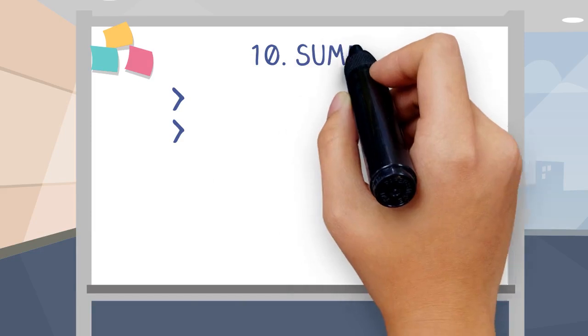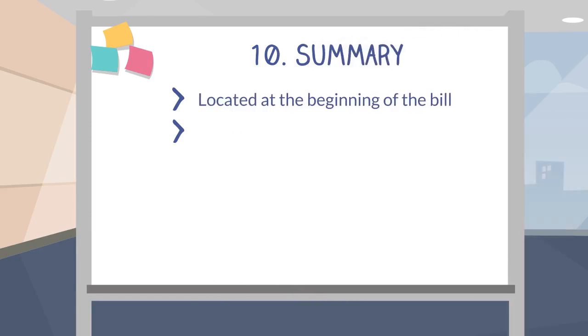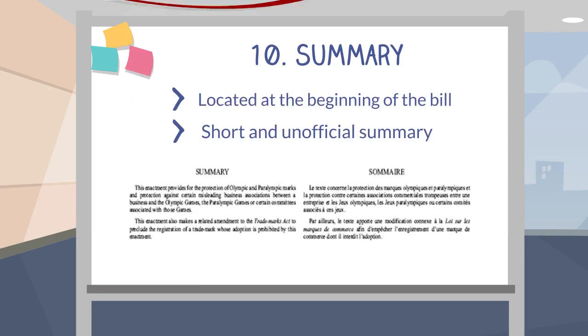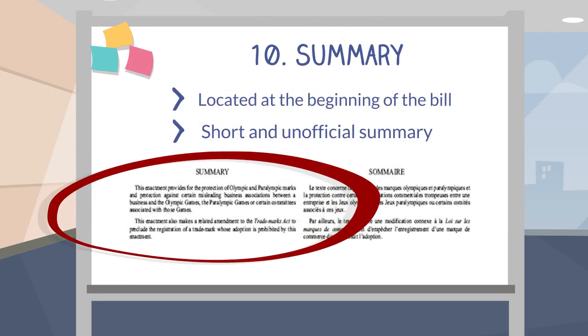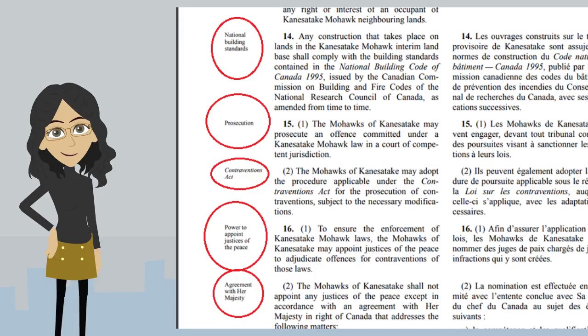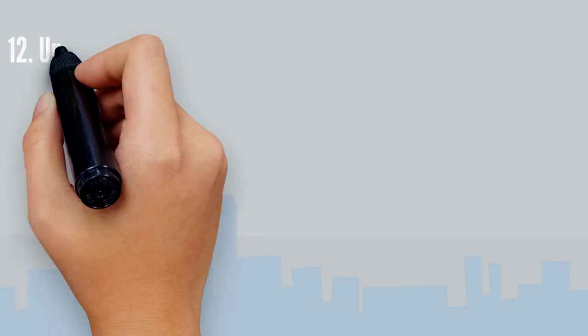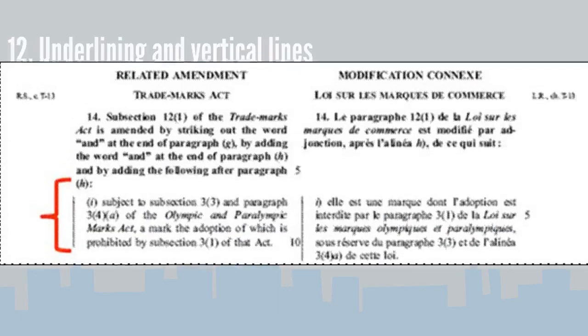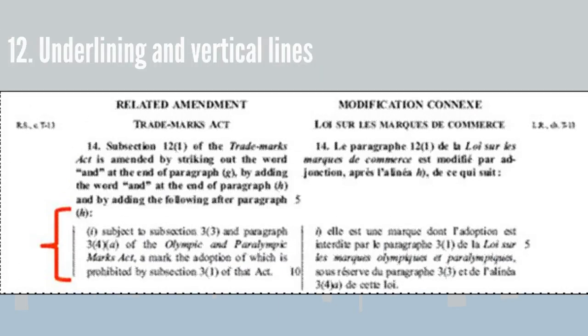Number 10. The summary appears at the beginning of most bills and provides a short, unofficial summary of the bill. Number 11. Look at the marginal notes to help you navigate your way through the text of the bill. Next is underlining and vertical lines. Where a bill modifies an existing statute, these are sometimes used to emphasize the suggested modifications.